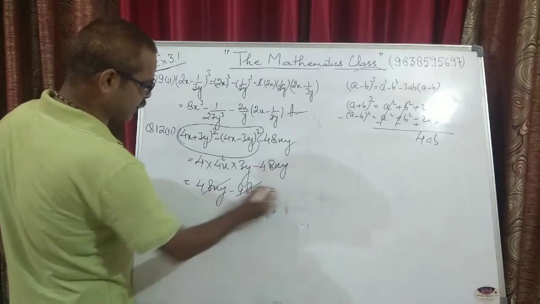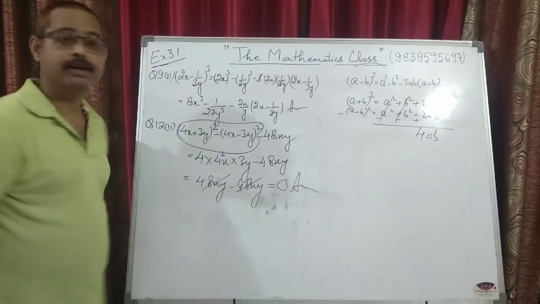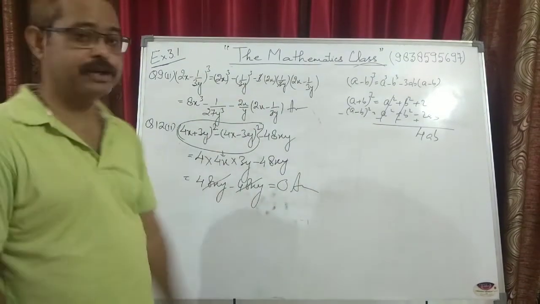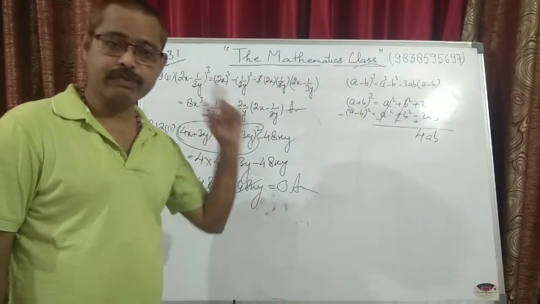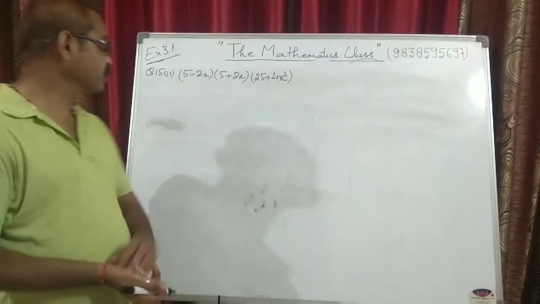The final value is, this and this cancelled, 0. That is the final value. I hope this is understood. Now we move on to question number 15, second part.